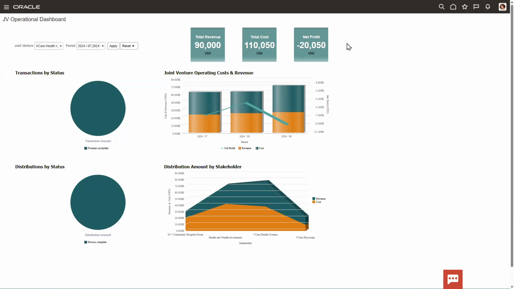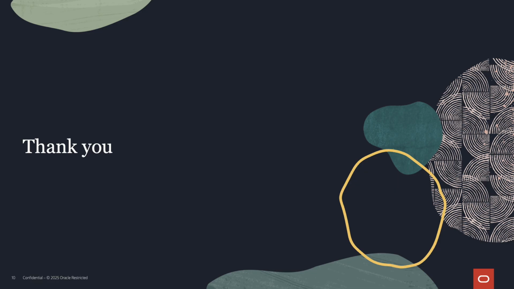And then at the bottom, I can see information about each individual stakeholder and their percentage of profit related to that. So hopefully this was helpful and gave a brief overview of Oracle Joint Venture Management and how it can help streamline and automate your processes and give you access to real-time reporting at any time during the joint venture process.